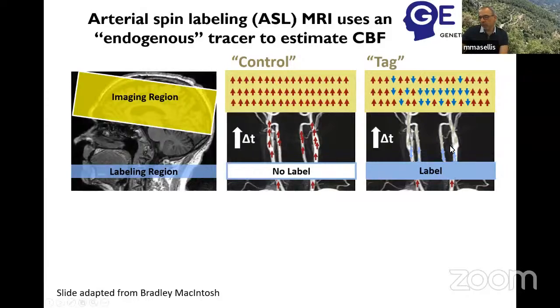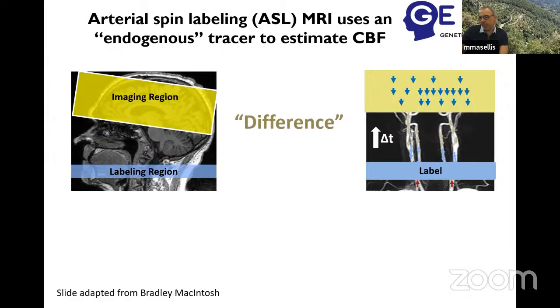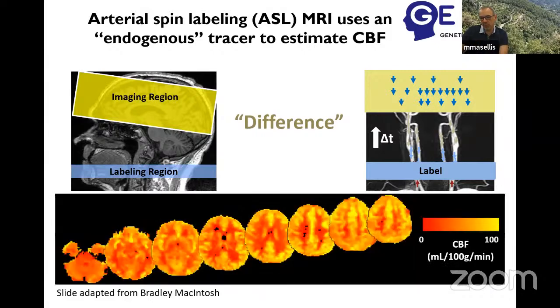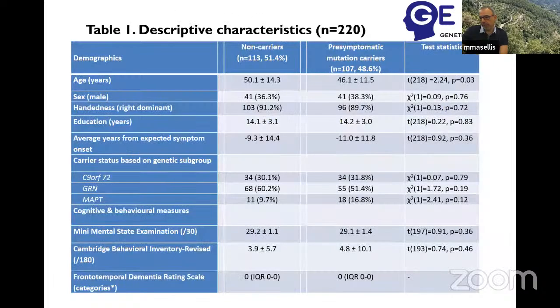And if you subtract the control from the tag images, you get the difference in perfusion, and you can calculate cerebral blood flow maps. And these can be used to quantify cerebral blood flow in different patient populations.